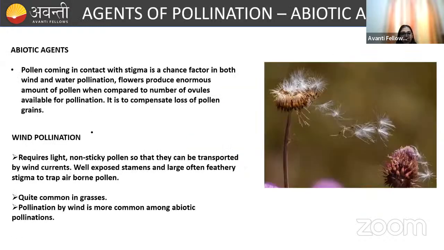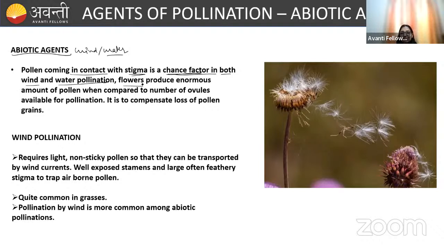Moving next is the pollinating agent. It could be an abiotic agent like wind and water. And the pollen coming in contact with the stigma is a chance factor in both wind and water pollination. Remember this, it's a chance factor.